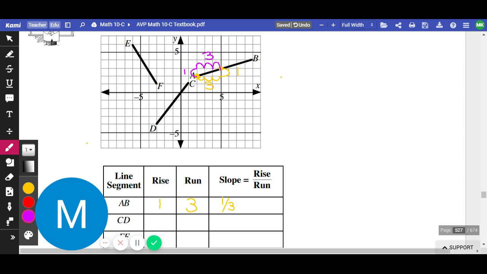Awesome. Let's try line CD. So if we look at C to D, I'm going to pick 2 points that are on that line. Right here is 1 point. Another point would be right here.